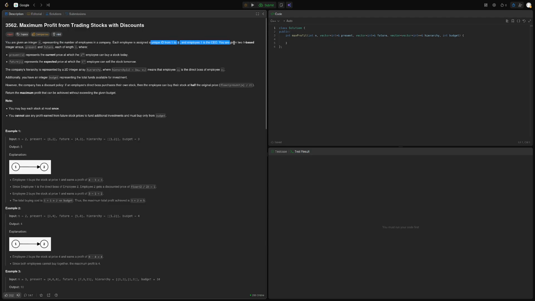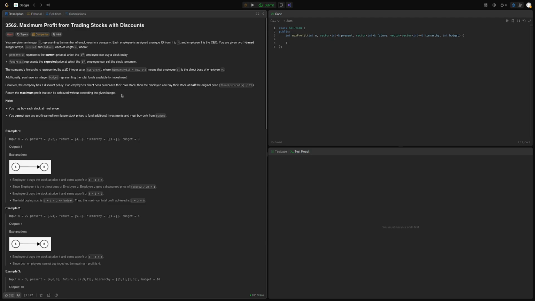Number of employees, they have an ID, one-based integer, present and future. So present is the current price at which, okay, hierarchy is a graph, budget total funds available. If an employee's direct boss purchases their own stock, then the employee can buy their stock at half the original price. Return the maximum profit without exceeding the budget.